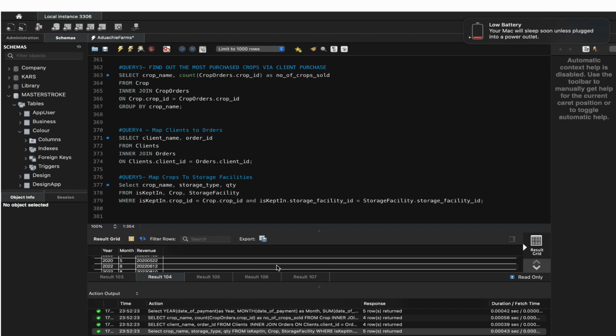As such, when my SQL code was run, the results are displayed in the table below.